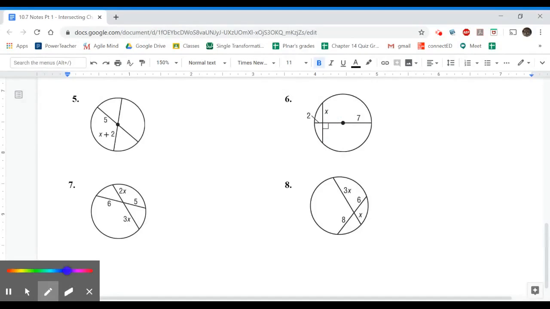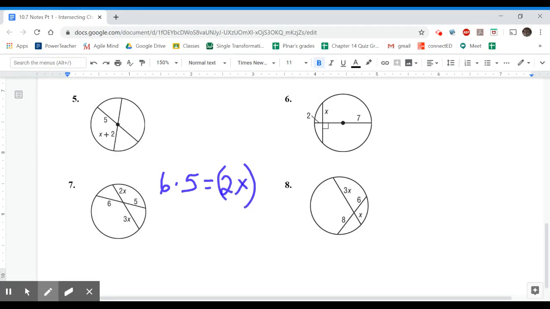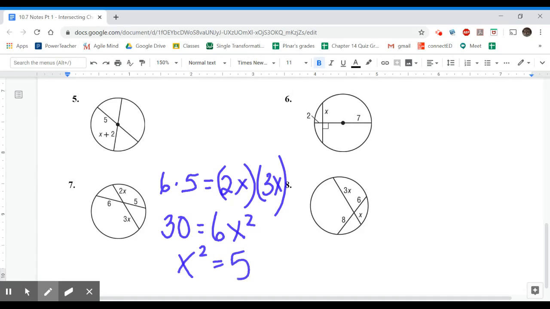All right, for the next one, we have 6 times 5 is equal to 2x times 3x. Okay, 6 times 5 is 30, is equal to 6x squared. When I divide each side by 6, I get x squared is equal to 5. And when I take the square root of each side, I get x is equal to square root of 5.